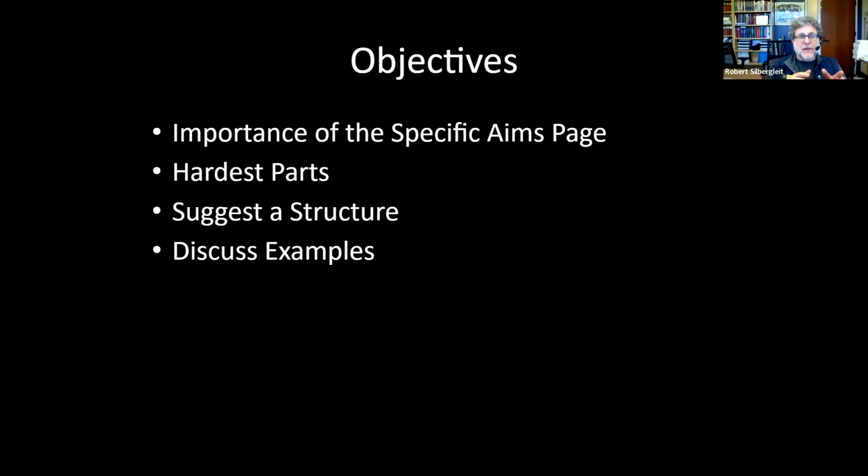We'll talk a little bit about what I think are some of the hardest parts about writing a good specific aims page. There are a lot of things that make a page good, and a lot of things that make it hard. Most of them are obvious, but some of them are going to be project specific. So there's not a lot I can tell each one of you to help your specific aims page.